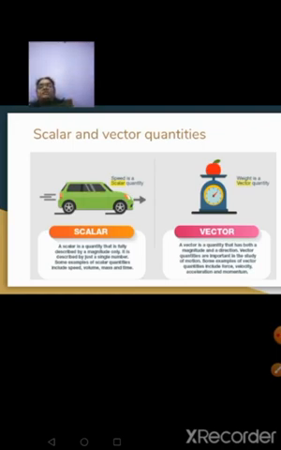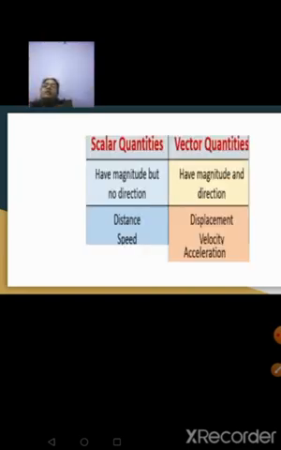But as far as this chapter is concerned, these are your scalar and vector quantities. See, scalar quantities have magnitude but no direction. Vector quantities have both magnitude and direction. From this chapter, motion, your distance and speed fall under scalar quantity. Your displacement, your acceleration, your velocity, these are all talking about direction and magnitude also. Therefore, they fall under vector quantities.